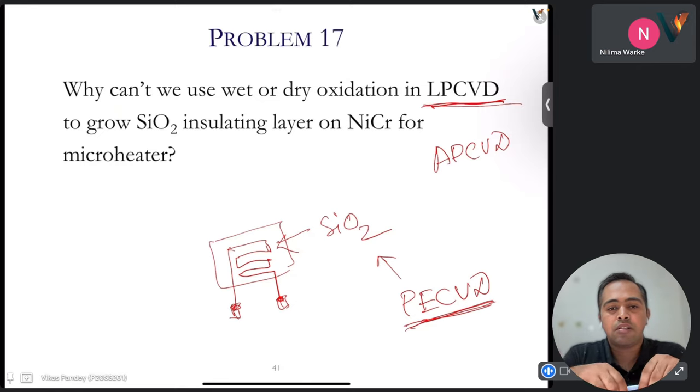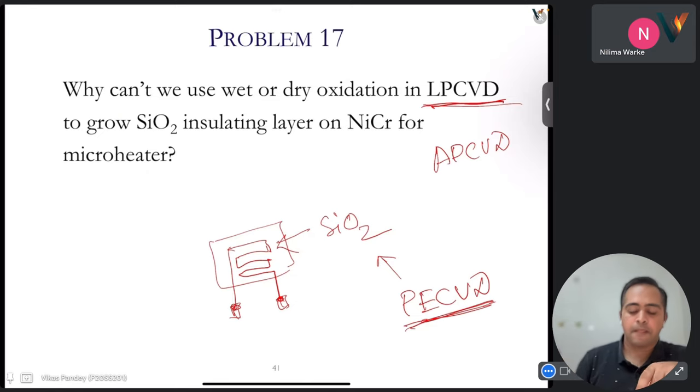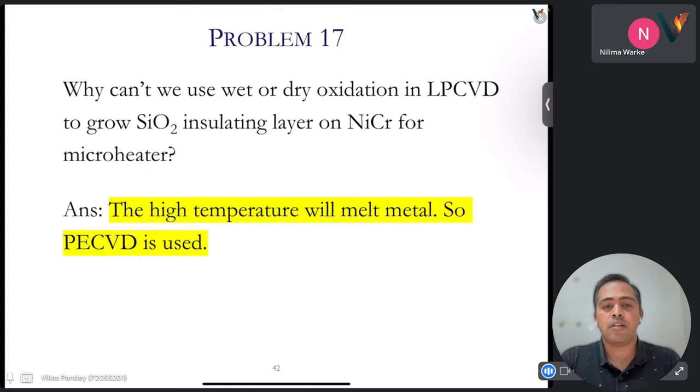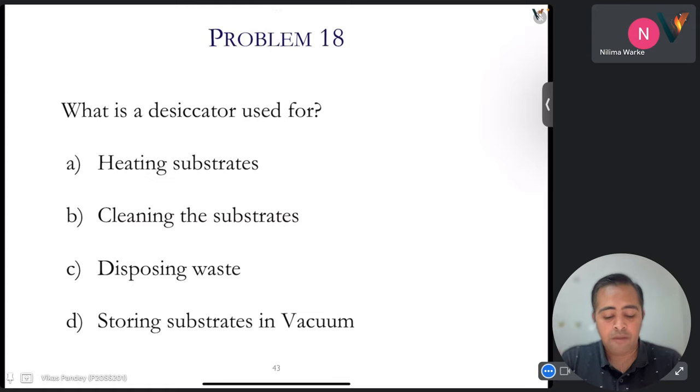Any doubts in this? No, sir. Okay. So, since high temperature will melt metal, we are using PECVD. Okay. This is a very common one: what is a desiccator used for? Have you seen any desiccator or have you heard this term desiccator?